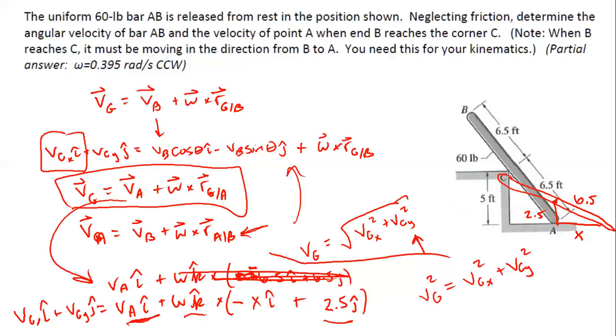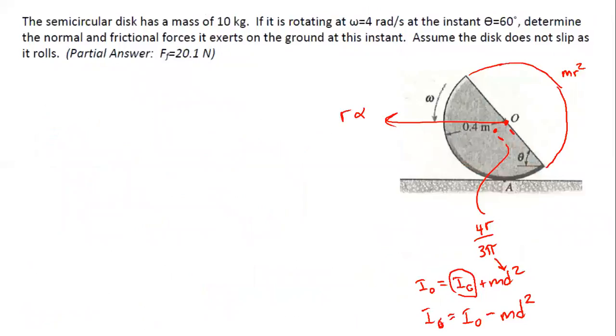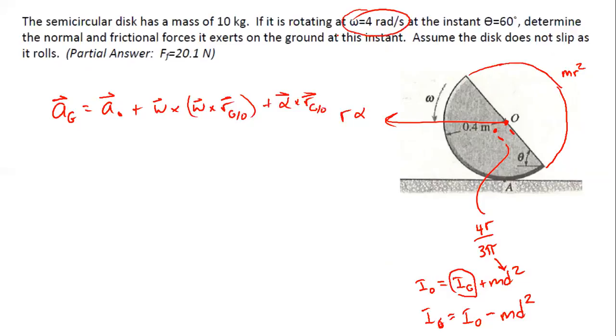Okay, Lauren's asking about this one here. So how are we going to figure out what AG is, Lauren? Kinematics. So what point would I go to? Yeah, so if we go to AO, then I have a plus omega cross R from O to G, plus I have an alpha cross R GO. So do I have an omega? Do I have an R between O and G?